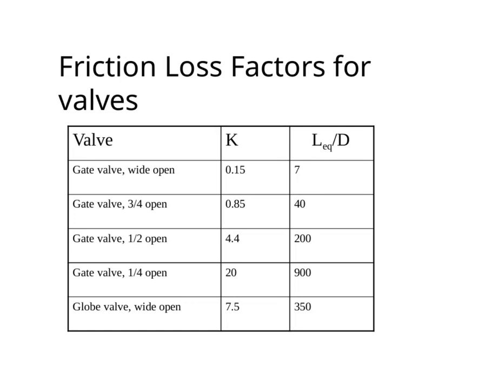Here, we see a table outlining friction loss factors for different types of valves. Notice how the values change dramatically depending on how open the valve is. For example, a gate valve wide open has a very low loss factor, but as it closes down to a quarter open, the loss skyrockets. Globe valves, even wide open, show much higher friction losses compared to gate valves. This helps us understand how valve position impacts flow resistance and overall system efficiency.